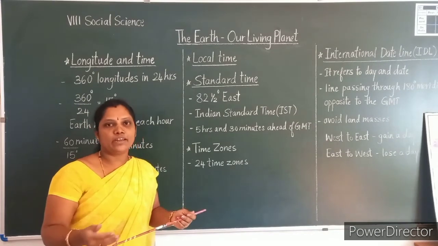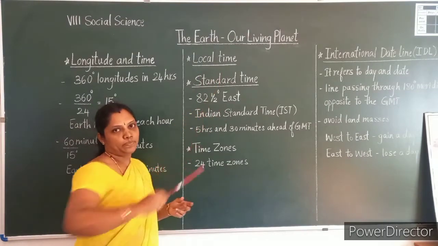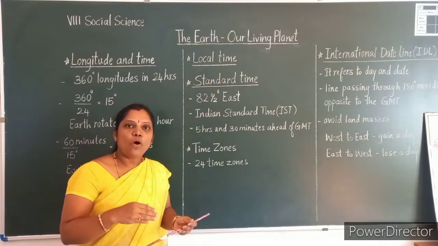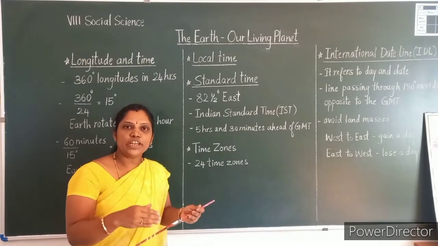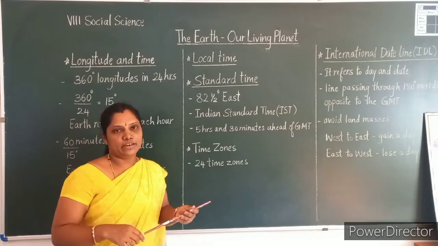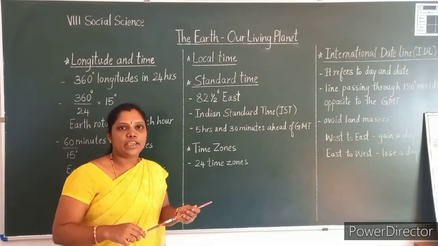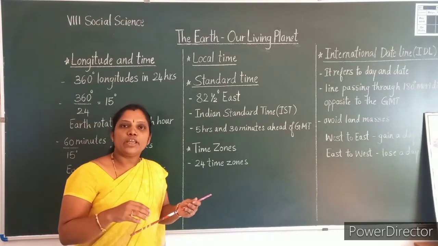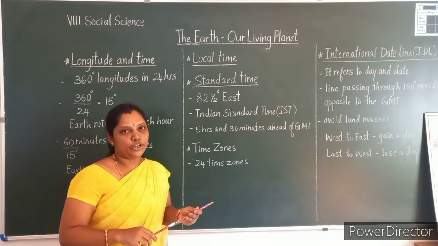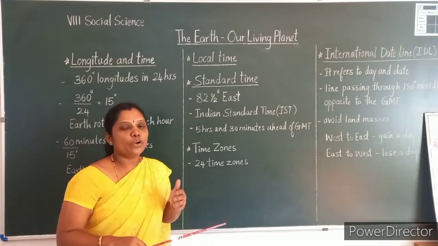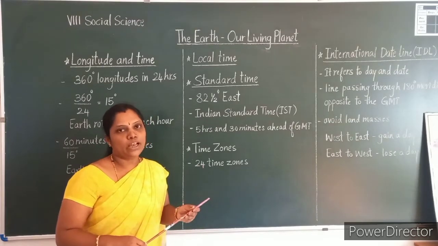Different places in the same country have their own local time. That means all places situated on the same meridian have their own local time. Every longitude has its own local time.